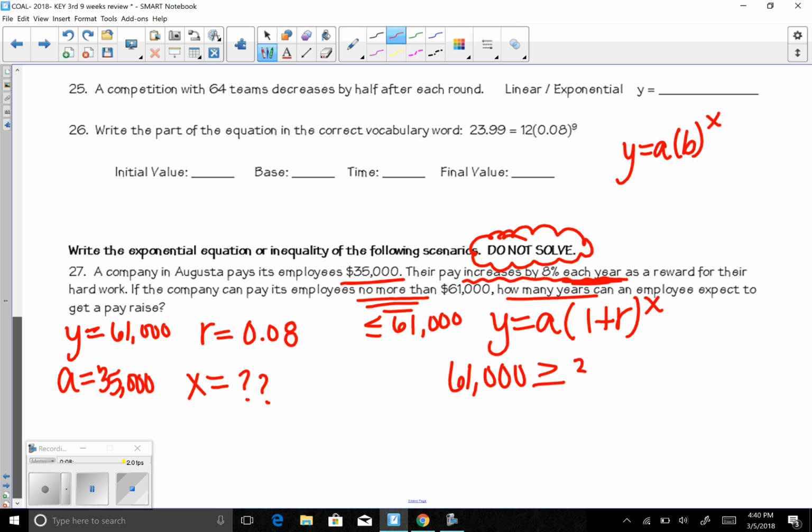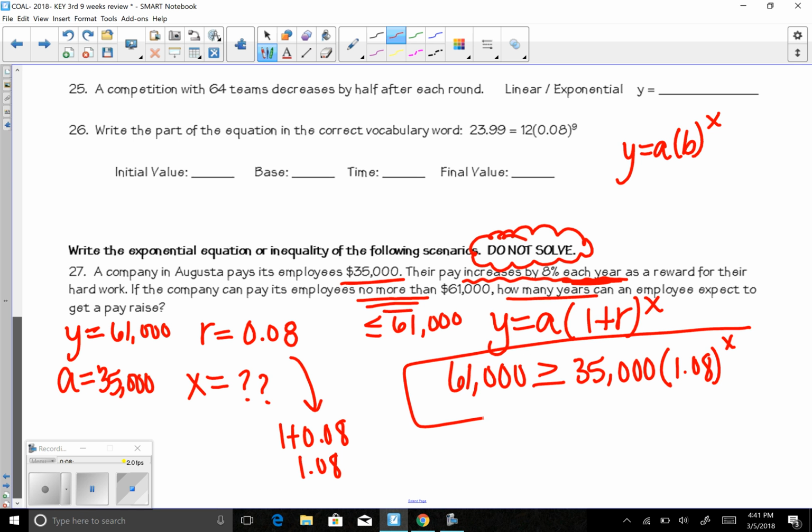My a is 35,000. We said here, I'm just going to do my work here, 1 plus 0.08, that's 1.08. So my base is 1.08 to the x power. There's your equation. We're looking for time. Okay.